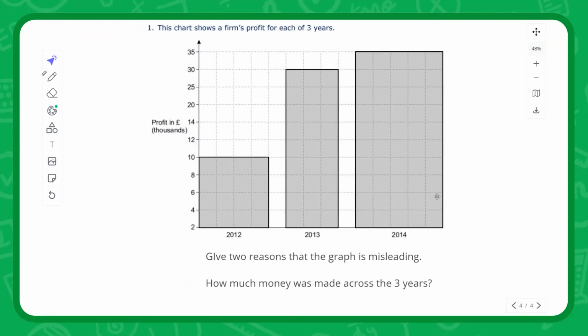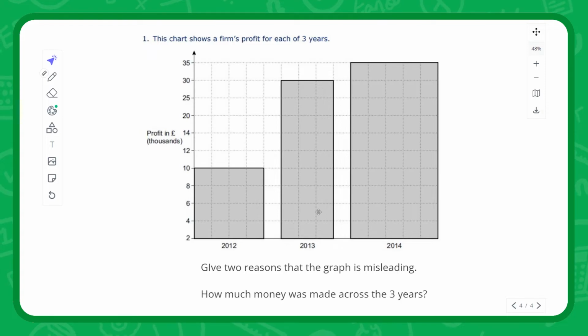So, this last one I want us to go through is this stuff on graphs, and again, this asks for a lot of interpretation on the part of the person doing the question. So, this chart shows a firm's profit for each of 3 years. Give 2 reasons why this graph is misleading and how much money was made across the 3 years. So this is a bar chart of some kind, or at least an attempt at a bar chart to show what the profit's like. So there's 2 ways this is misleading.